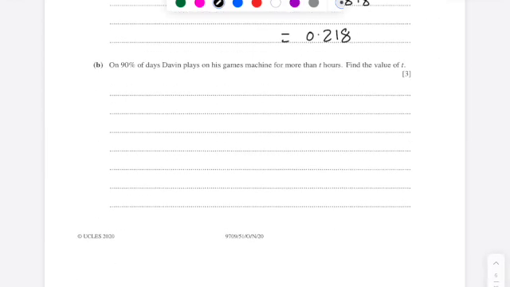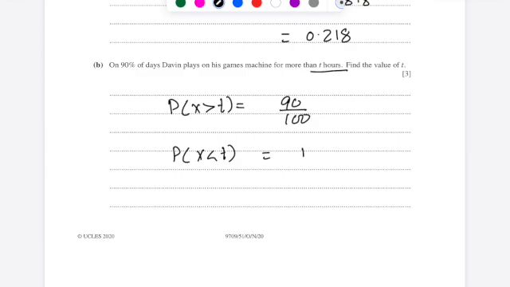On 90% of the days, Devin plays his game machine for more than t hours. Find the value of t. So probability of x greater than t is 90%. So probability of x less than t will be 10%. So probability of z less than (t minus mu, which is 3.5) by sigma 0.9 equals 0.1.